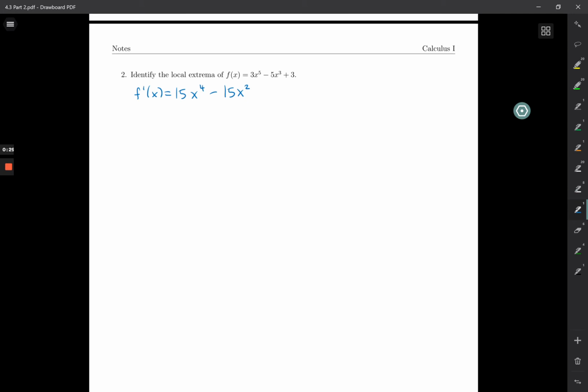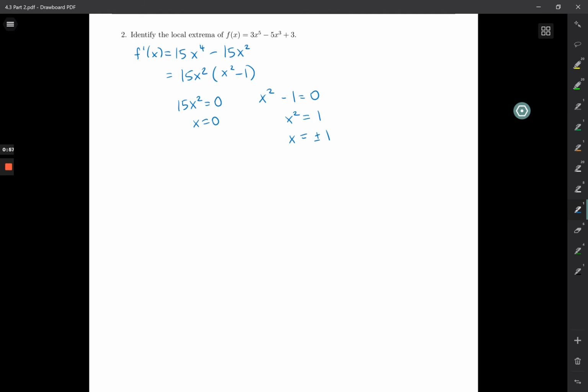And then we can factor this. We can pull out a 15x squared from both terms, and we'll get x squared minus 1. Setting each of these pieces equal to 0, we'll get x equals 0 as one solution, and x squared equals 1, which means x equals plus or minus 1. So our critical numbers are going to be 0, 1, and minus 1.